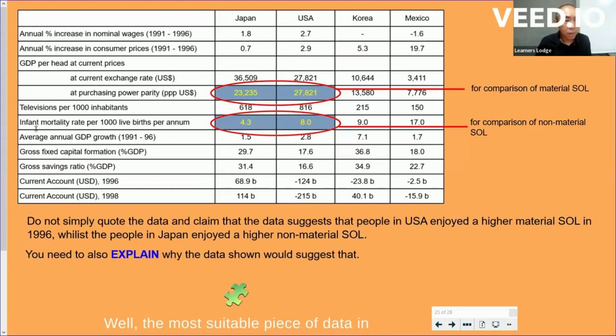Well, the most suitable piece of data in this table is to look at the infant mortality rate per 1,000 live births per annum. So in Japan, for example, the value was 4.3, meaning that out of every 1,000 live births in 1996 in Japan, on average, 4.3 did not survive, right? For America, the number is way higher at 8. This would suggest that the quality of healthcare or the accessibility to healthcare in America might not be as good as that in Japan, at least in the year 1996, right? So this will be one aspect of non-material SOL that you can consider.